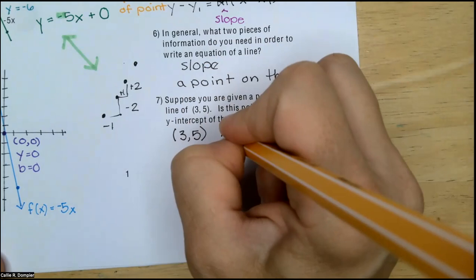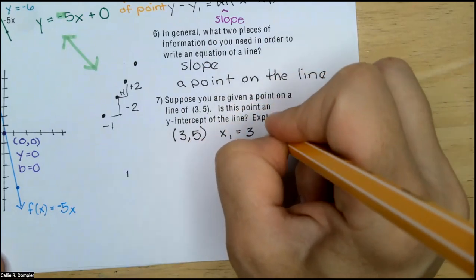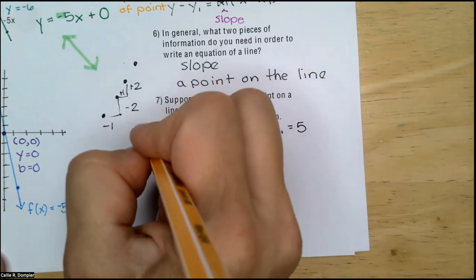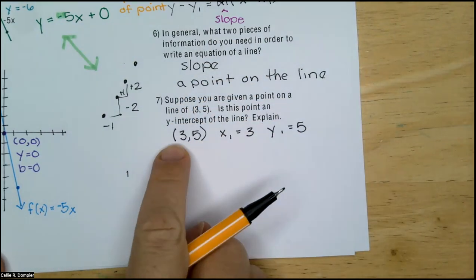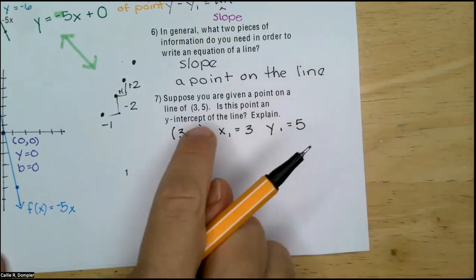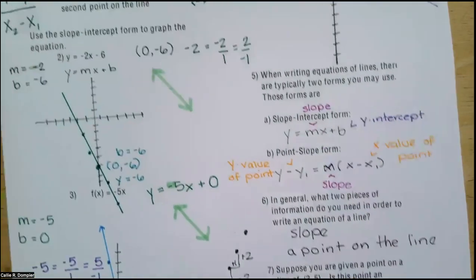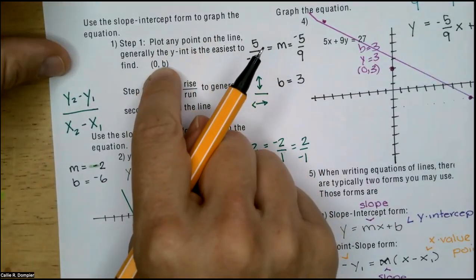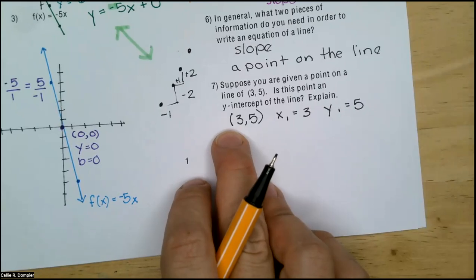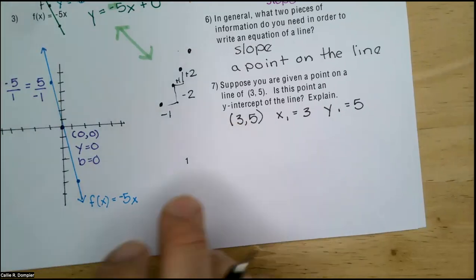So that means my x is 3 and my y is 5. I'm calling them x sub 1 because this is point 1, my first point. Is this point a y-intercept of the line? It is not, because remember, the y-intercept will always have 0, comma, and then the y-intercept. Because that is not 0, it's not the y-intercept.